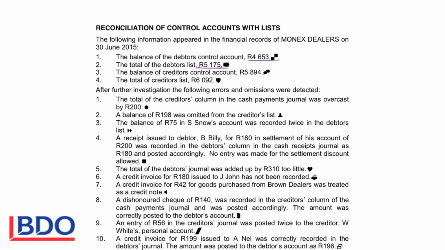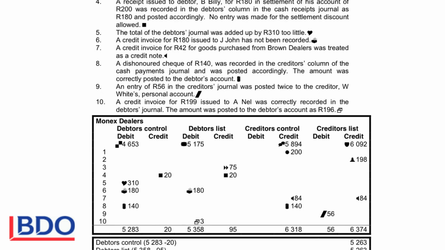The same result will apply to the creditors control account that has a balance of 5894 and the creditors list that has a balance of 6092. That's also an indication that there's a mistake somewhere. We will open the debtors control column and show that there's a balance of 4653. In the debtors list, the balance is 5175. Creditors have credit balances, so in the creditors control, the balance is 5894, and in the creditors list, the balance is 6092.